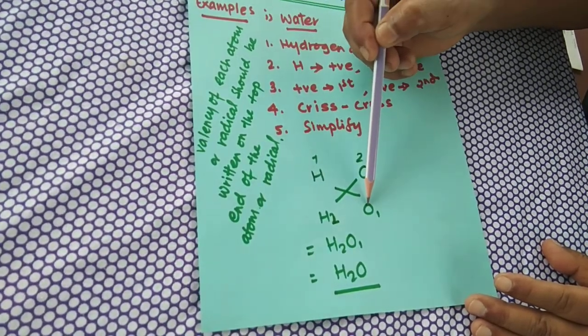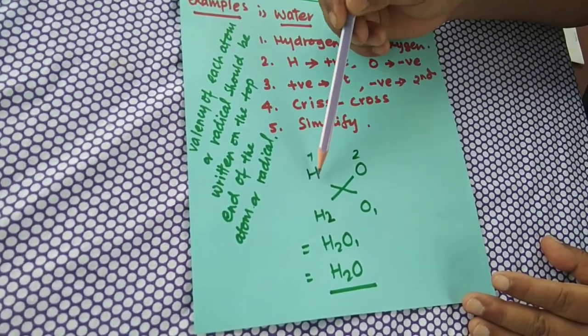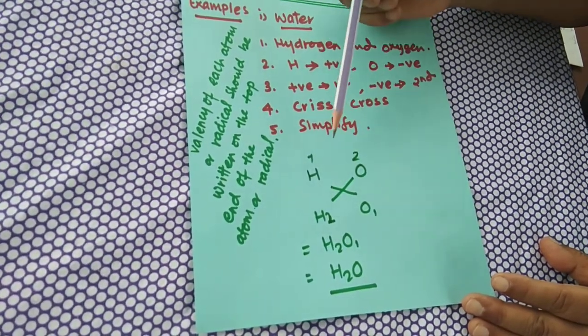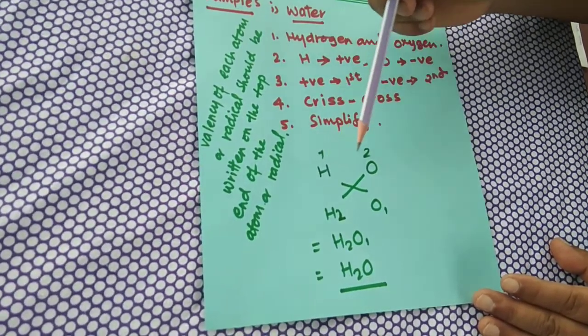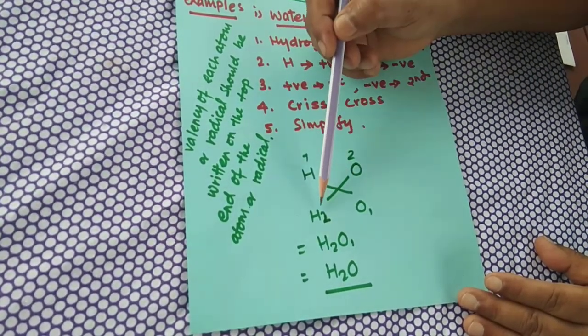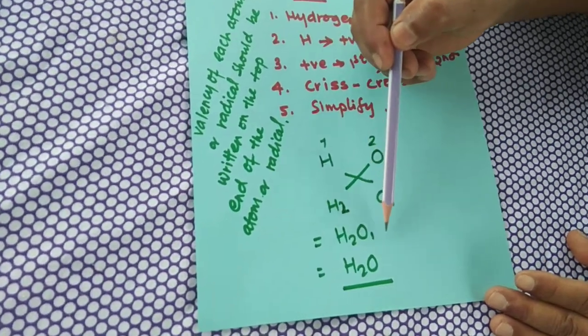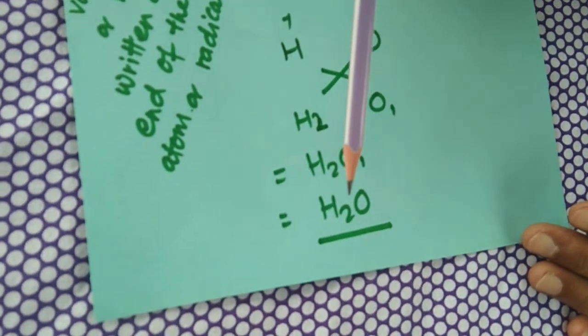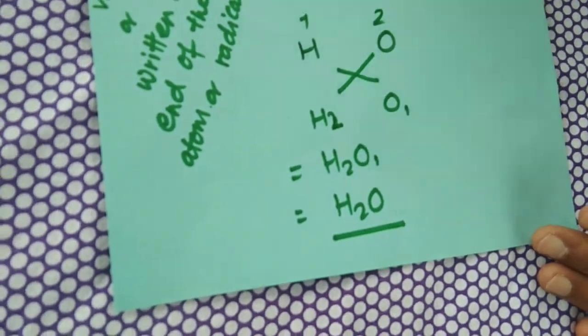Then we crisscross. Crisscross is simply the interchange of valency. The valency of hydrogen goes to oxygen, and in the same way, the valency of oxygen goes to hydrogen. It becomes H2O1. The 1 is understood, so you don't need to write it. So it becomes H2O. Now I have some more examples of compounds.